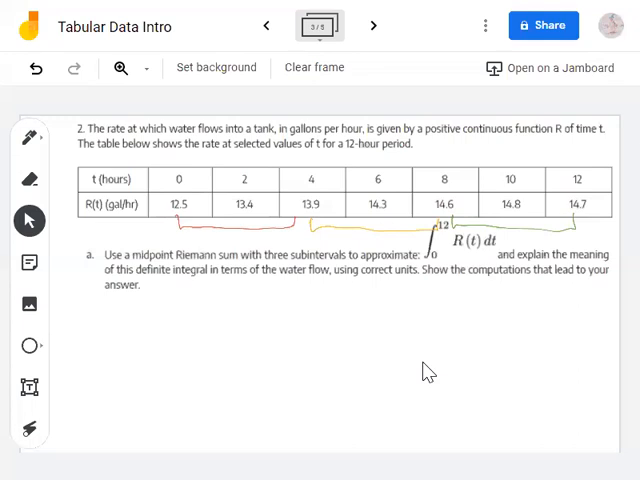That was not intentional. So we want to do a midpoint Riemann sum. To do that, one of the things that's very helpful on these is to actually say the integral that you're approximating.